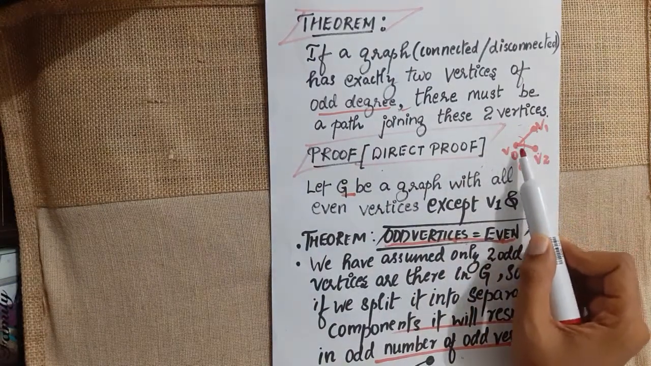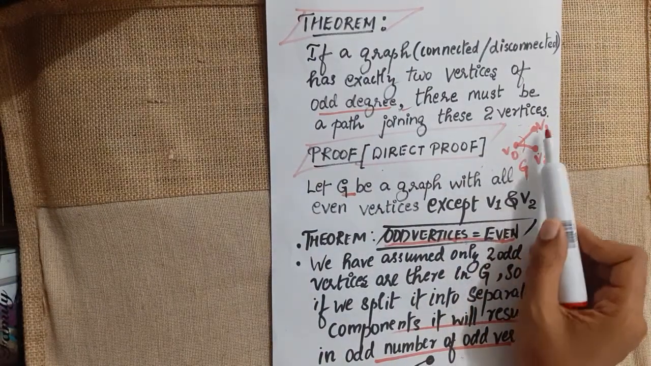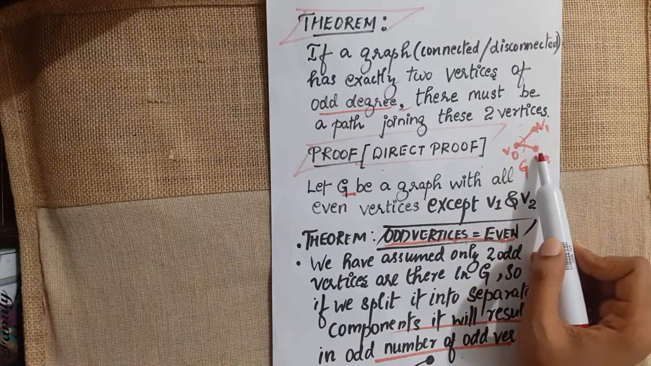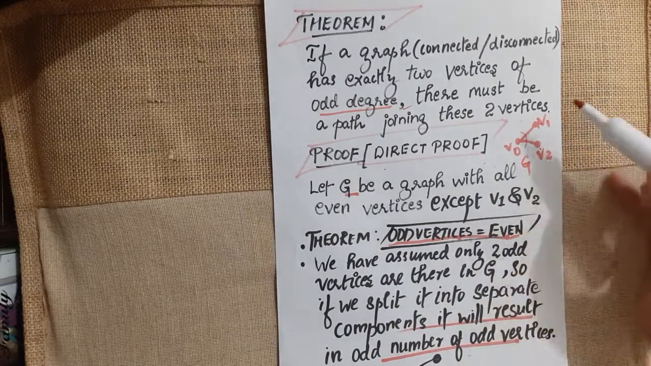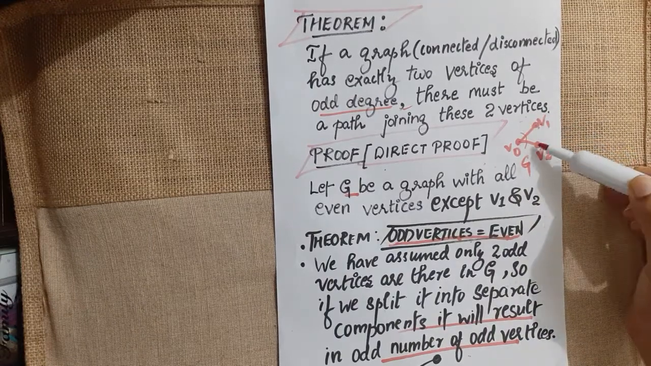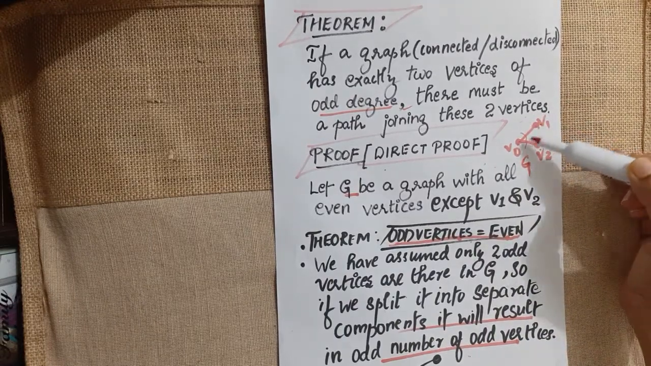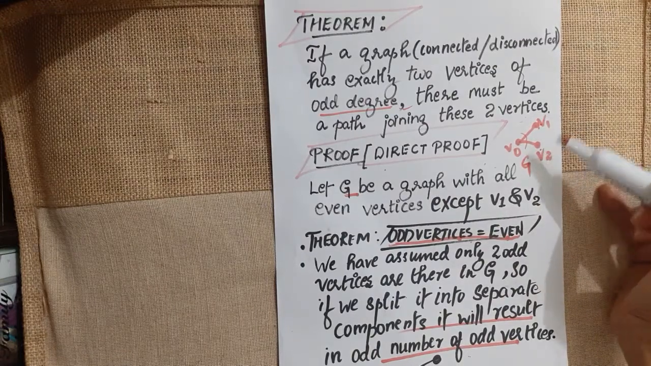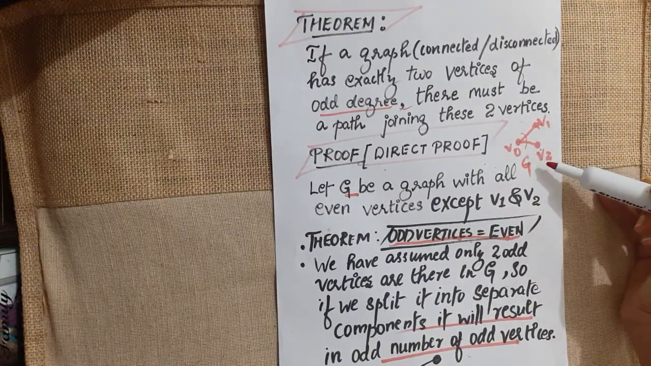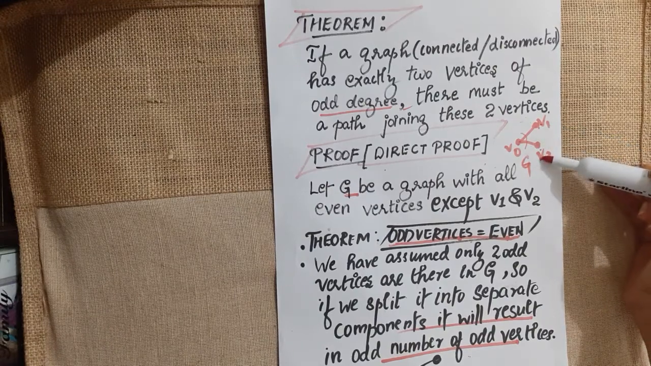Suppose we have got a graph. We are taking a simple graph over here which has only three vertices v0, v1, v2. And in this graph, there are exactly two vertices of odd degree. Here, v1 has a degree of 1 and v2 also has a degree of 1. Degree 1 means there is only one edge incident on v1 and only one edge incident on v2. So there are exactly two vertices of odd degree, that are v1 and v2.